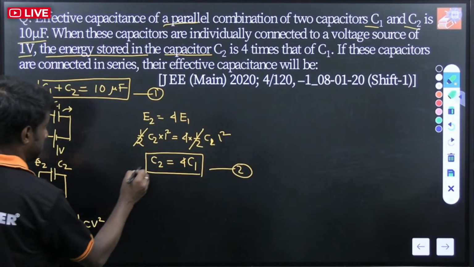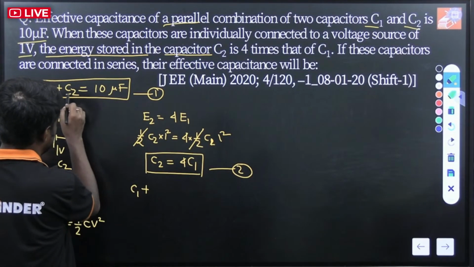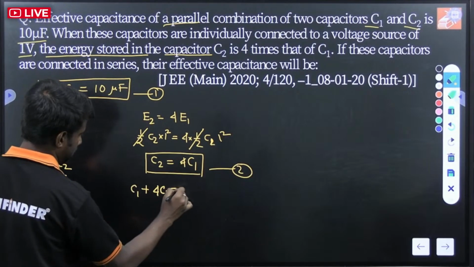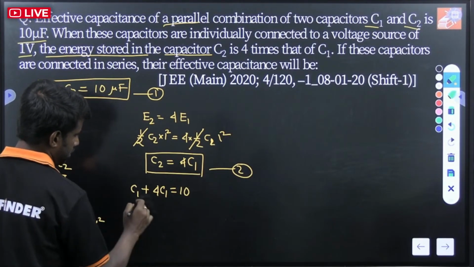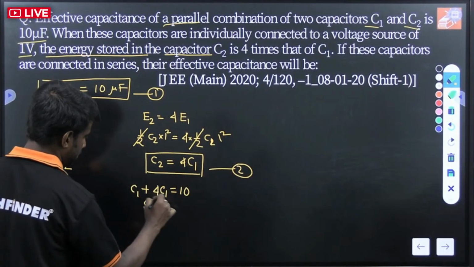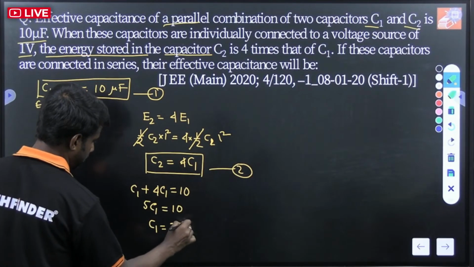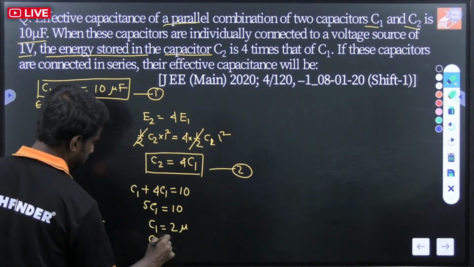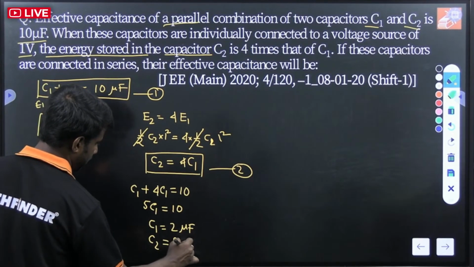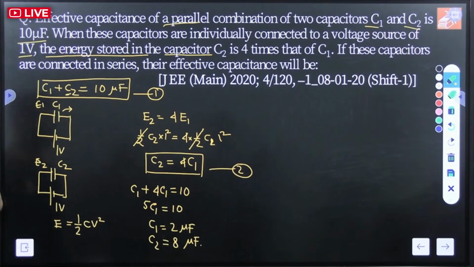Chalo, let's find. C1 plus C2, where C2 is 4C1, so 5C1 is equal to 10 microfarad. So C1 equal to 2 microfarad. Similarly C2 we get as 4 into 2, which is 8 microfarad. Okay, so now let's go to this question.